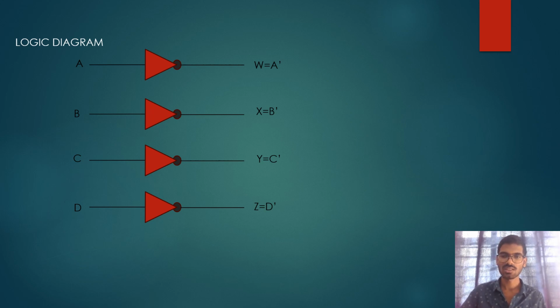According to the K-maps, we got similar outputs. For W, we got A bar. For X, we got B bar. For Y, we got C bar. And finally, for Z, we got D bar. So for W, X, Y and Z, we got outputs A bar, B bar, C bar, D bar according to the K-map. Similarly, the logic diagram gives the same thing. So according to the truth table, we also verify the logic diagram. Finally, this is the conclusion: the logic diagram follows the truth table of 1's complement.